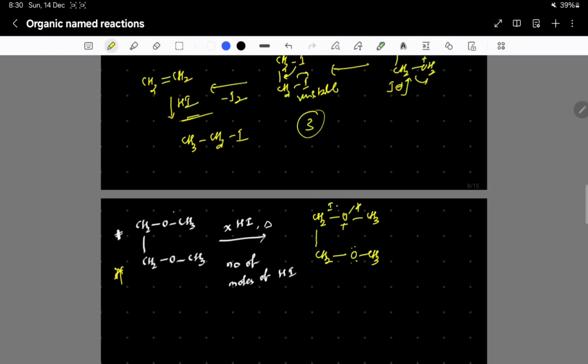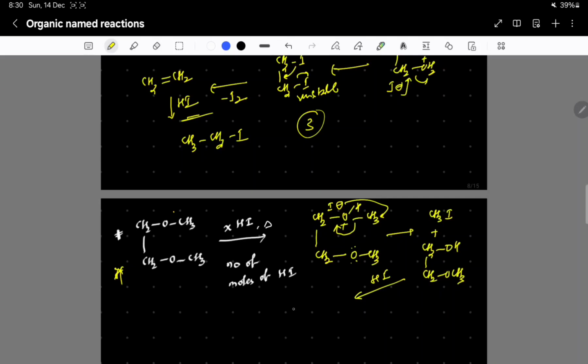Now this I minus will attack. So hopefully this will leave this side and this I minus will attack, right? Now I will get the product CH3I, this is one. Then I will get the product CH2OH and CH2OCH3. Then again I need 1 mole of HI, 1 mole HI.